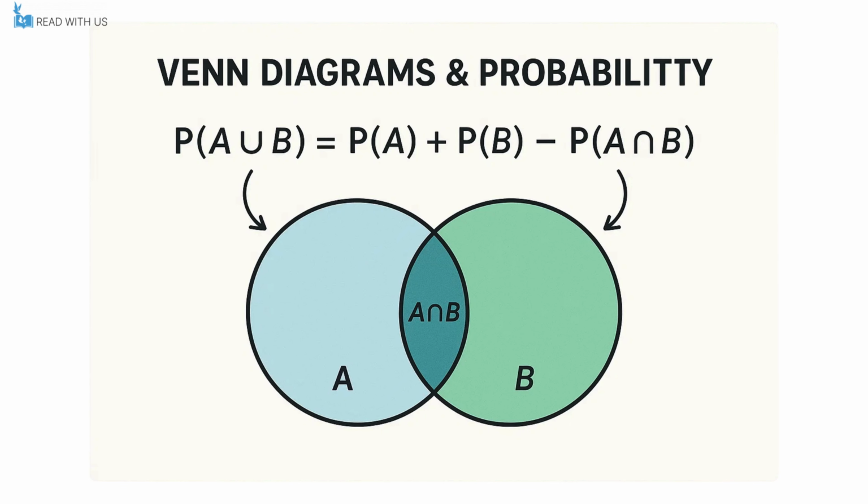We can also use Venn diagrams to represent probability values. Each section of the diagram can show how much of the total probability is taken by each region. For example, P(A) plus P(B) minus P(A∩B) equals P(A∪B). That's the OR rule, which uses the Venn diagram to calculate the probability of either A or B happening.